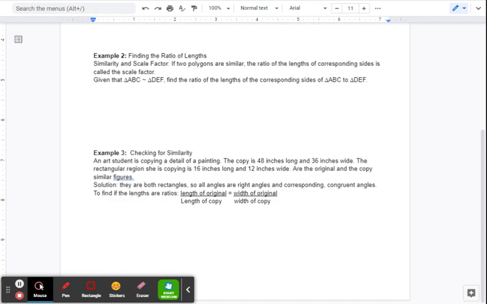Same shape, different size. So we have triangle ABC, and then we have triangle DEF. Similar shape, different size. Find the ratio of the lengths of the corresponding sides of triangle ABC to triangle DEF. So I'm going to put some measurements on here.